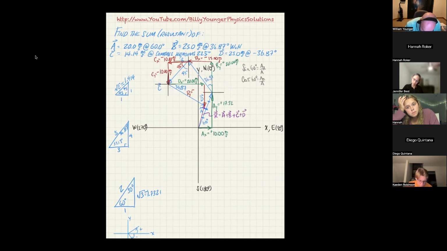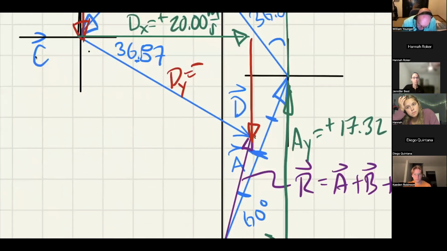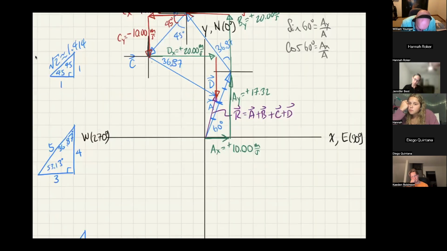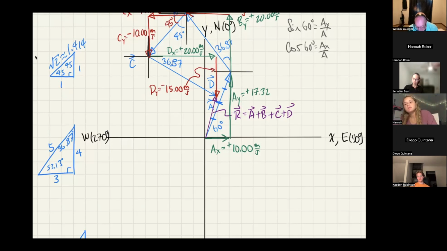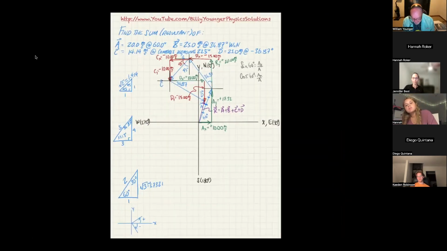So in fact, I think I'm going to draw this D sub y somewhere else because that doesn't make it easy to write in here. So what I'm going to do is say D sub y is equal to negative 15.00 meters per second. And that's that guy right there. Okay. So you see what we've done?